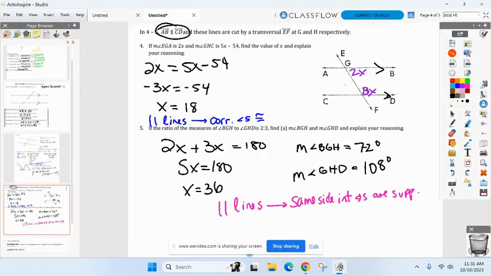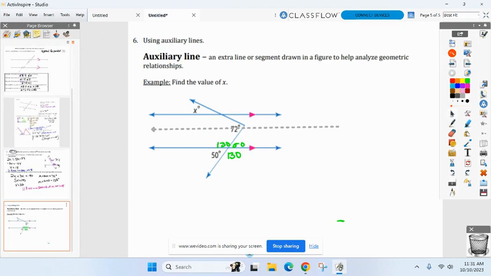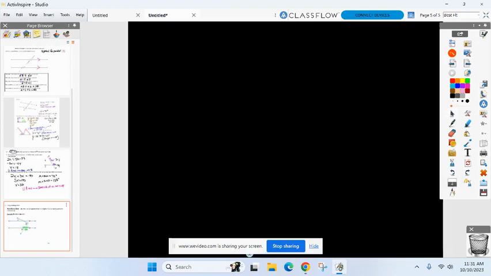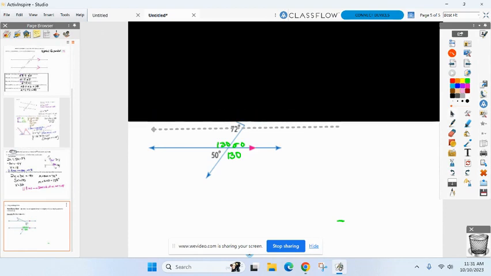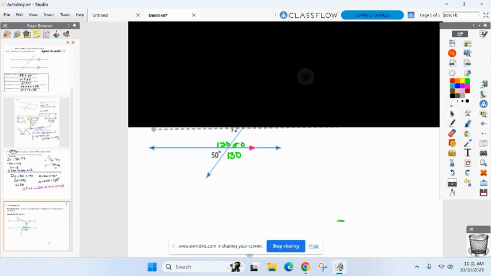Can I get that back with everything there? Okay, good. Okay, everyone ready now? We'll work our way up to X. Everyone see these two, my auxiliary and the other parallel line cut by this transversal or old ray?